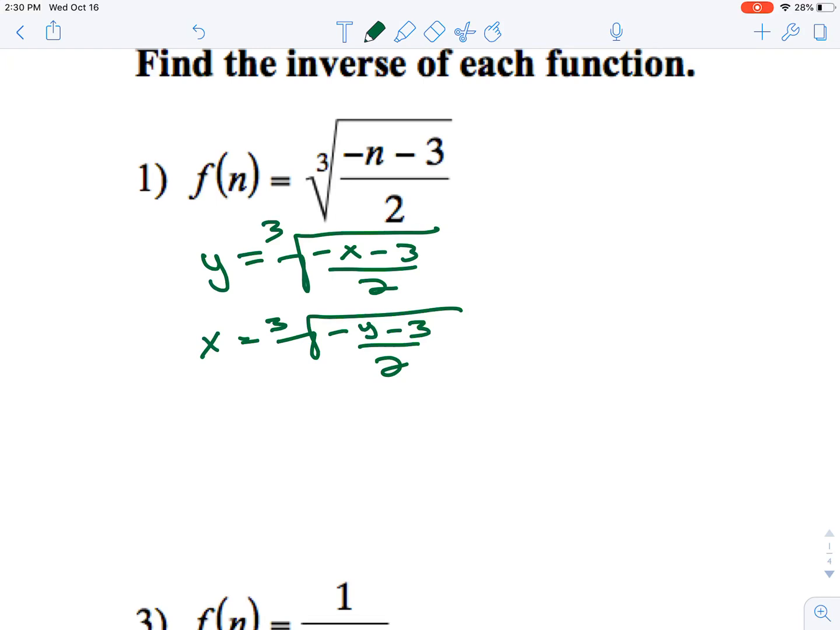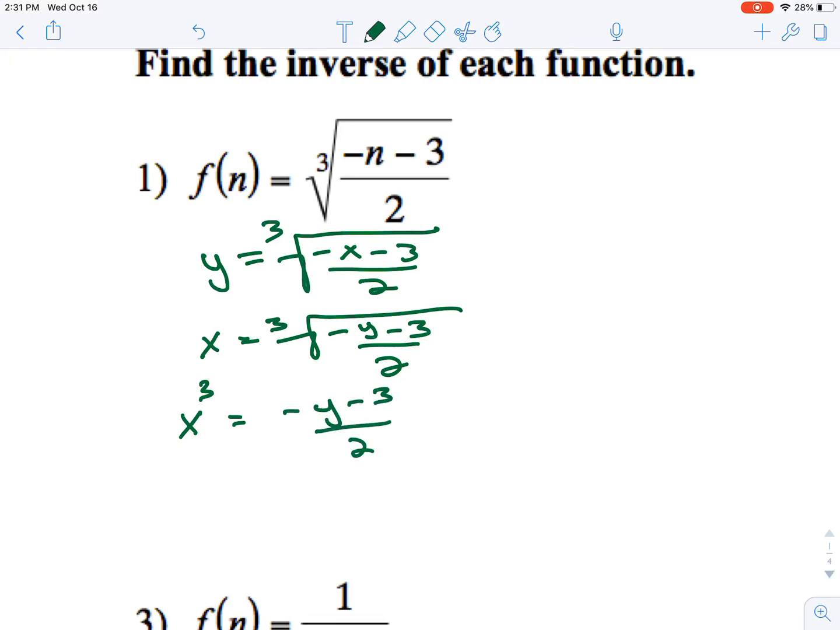Okay, from here I need to solve for Y. So what I'm going to do is I need to get rid of the 3 first. So I need to cube each side because that's the inverse of cube root. So that's going to give me x to the third. And then it's simply just going to remove that, okay, and the 3. And it's going to leave me with something more manageable.